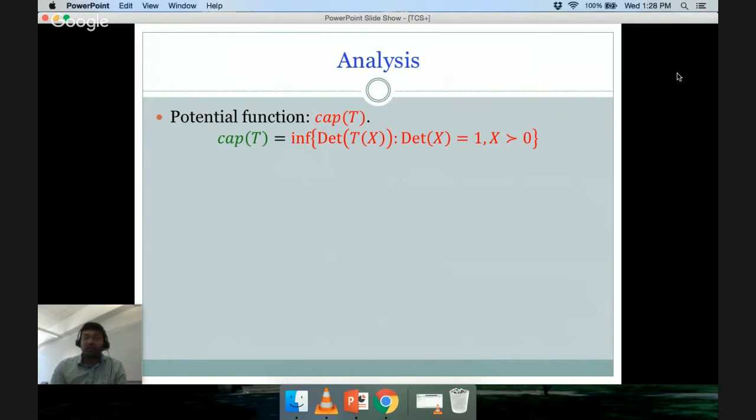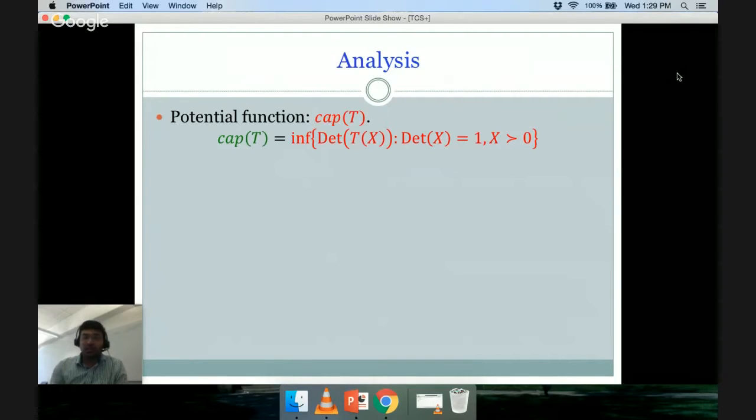What turns out is that the notion of capacity I told you about in the classical setting, if you generalize it to the quantum setting, is the right potential function to look at. In fact, it's nothing new. Gurvits already mentioned this potential function in his paper. So the capacity of an operator T is defined as how much it shrinks the determinant of matrices. It's the infimum of the determinant of T of X, such that the determinant of X is 1 and X is strictly positive definite. So this is the notion of capacity.